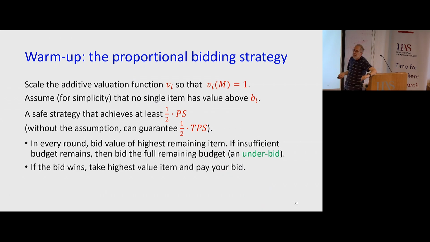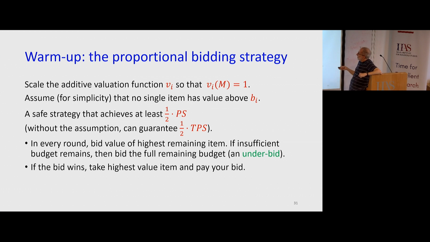So here's a natural bidding strategy in this game. So we call it the proportional bidding strategy. You can scale the additive valuation function so that the value of the grand bundle is equal to 1. So let's make the assumption that no single item has value above your entitlement after this scaling. And under this assumption, we'll show that this strategy achieves at least half of your proportional share. Without the assumption, we get half of this truncated proportional share, but I'll not show this.